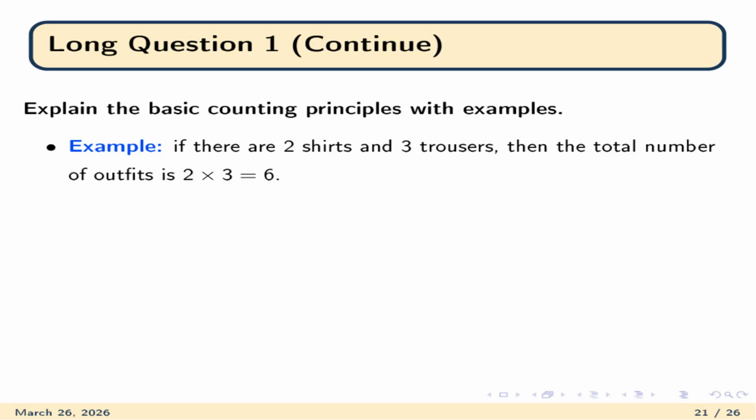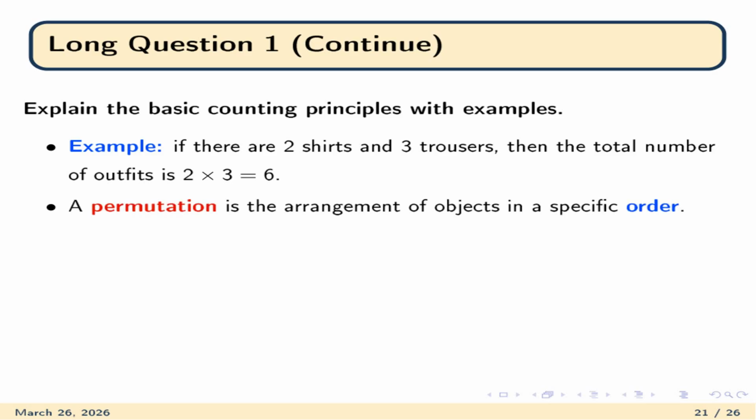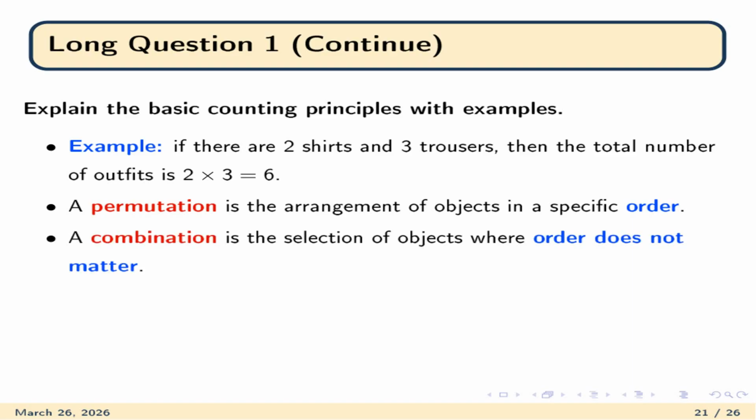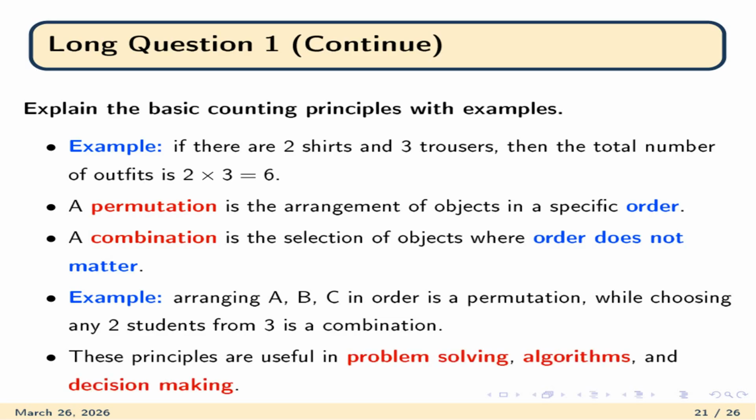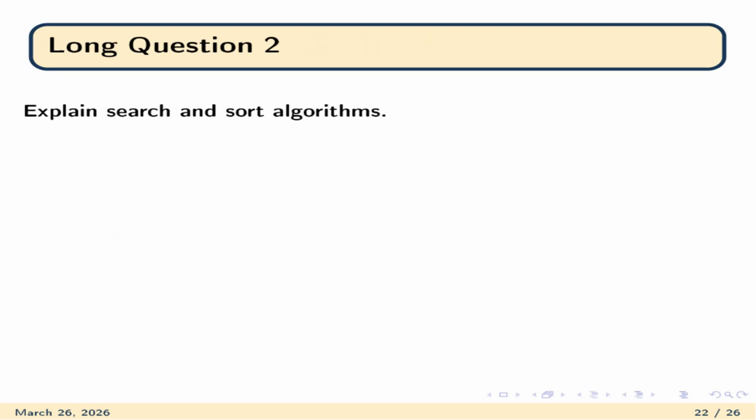A permutation is the arrangement of objects in a specific order. A combination is the selection of objects when order does not matter. Example, arranging A, B, C in order is a permutation, while choosing any 2 students from 3 is a combination. These principles are useful in problem solving, algorithms, and decision making.